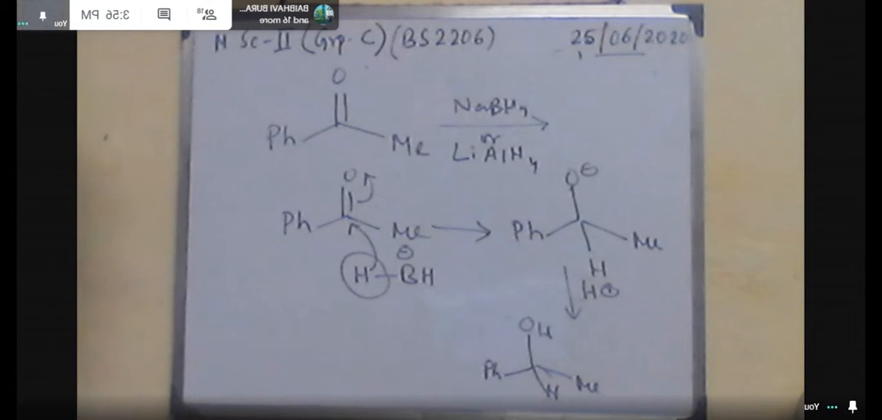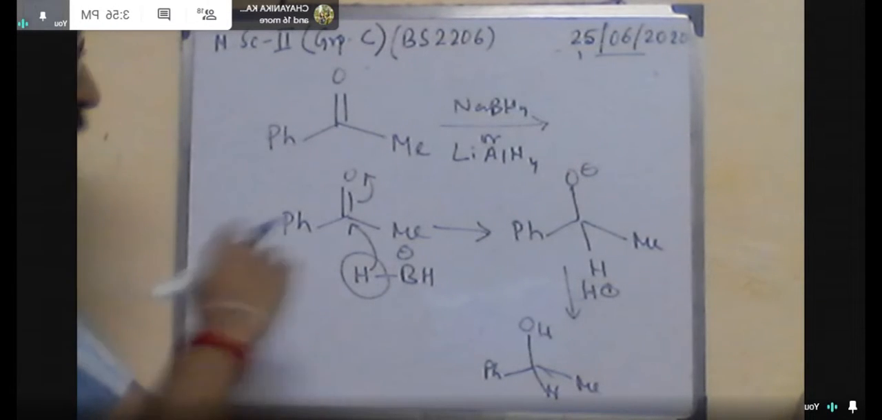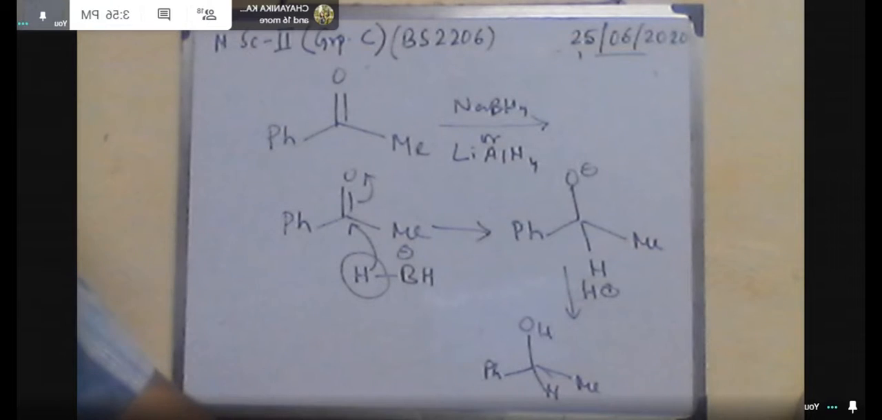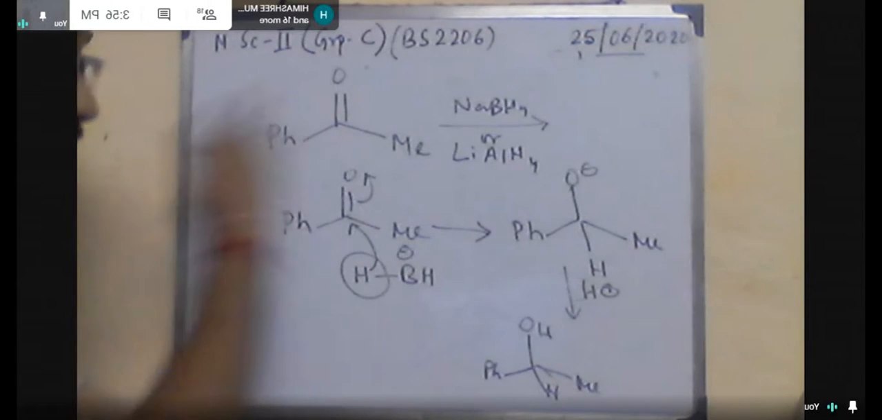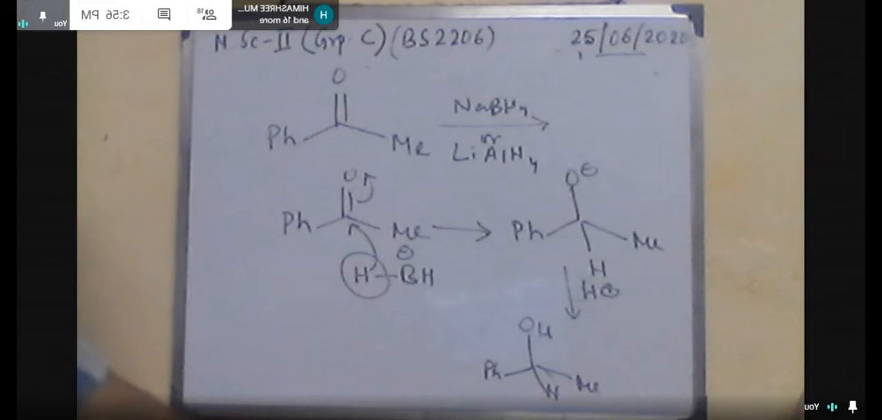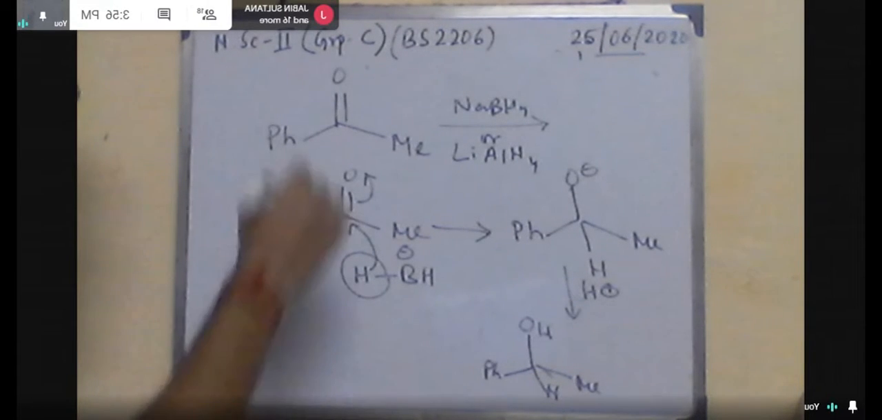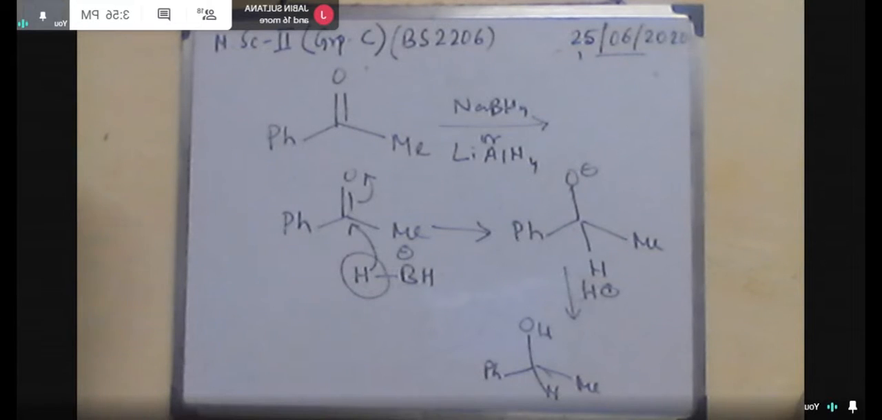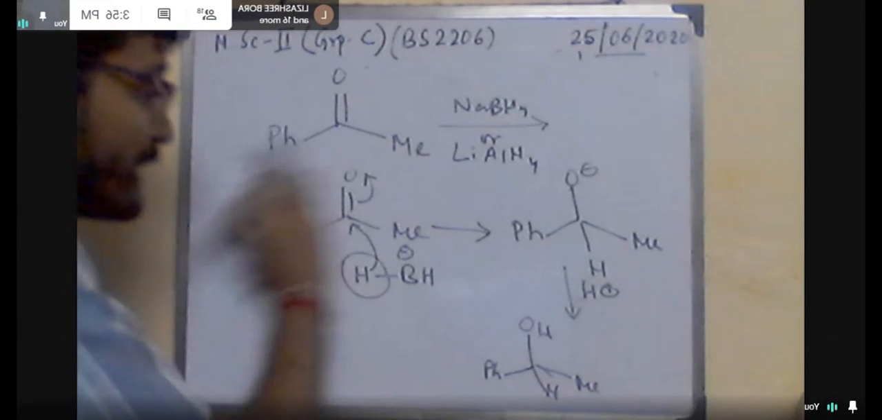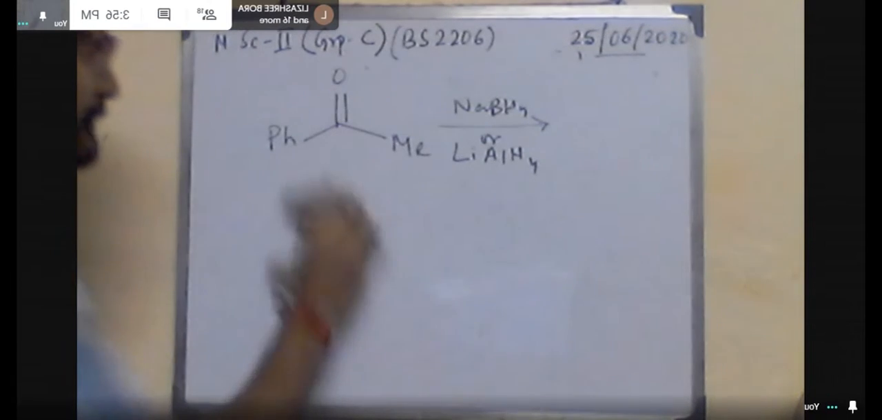So after completion of the reaction, the hydride can attack from the top face, that means from the front face, or the hydride can attack from the bottom face. If the hydride attacks from the top face, you will get this isomer having chirality. Now the center is chiral, all the substituents are different. Or you can get the OH at the top side if the hydride attacks from the back side. This is also a chiral center.